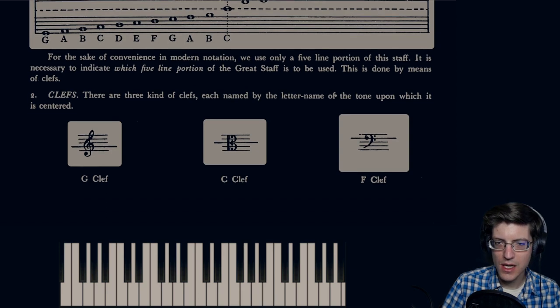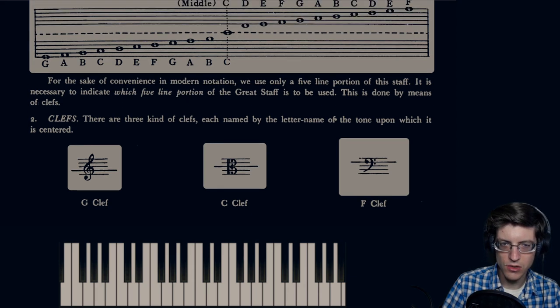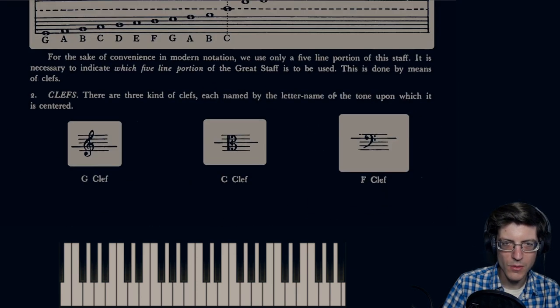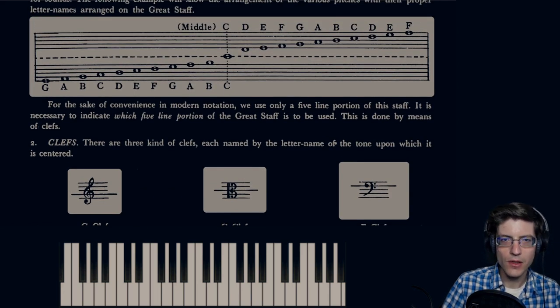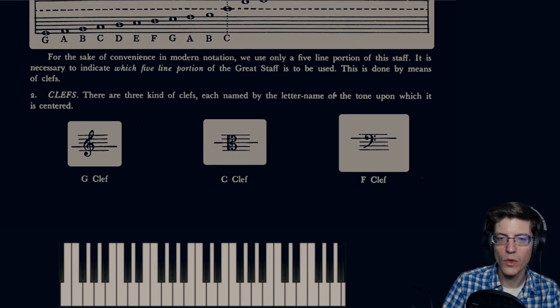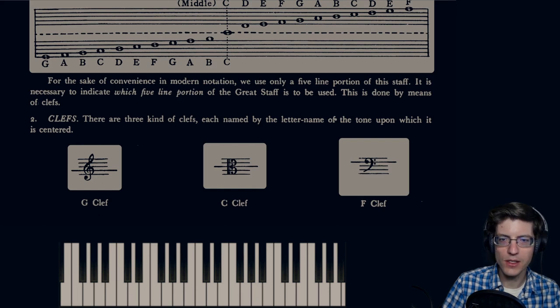The next one is the C clef, and it is centered on the letter name upon the tone upon which it is centered. So where would C be? C is the exact middle of the great staff. So where middle C occurs, that is where the C clef would be. From middle C, the next note down would be B, and the next note above it would be D. Then the note above that would be E, and 2 notes below the center of the staff would be A.